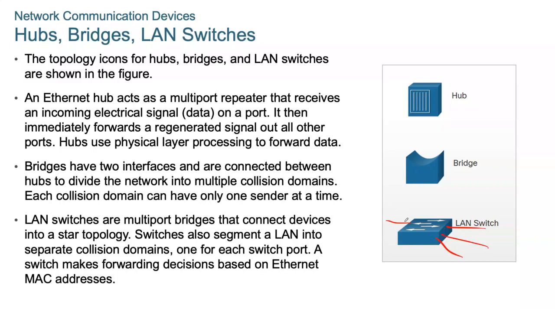Then it can find out if a port is, suppose, busy with transferring other packets. Then you try to avoid forwarding that packet through that particular port and go through the other ports which are collision free. So a switch makes the forwarding decision based on your Ethernet MAC address.